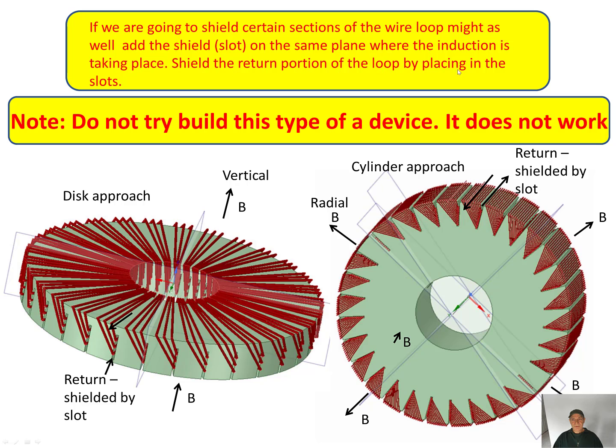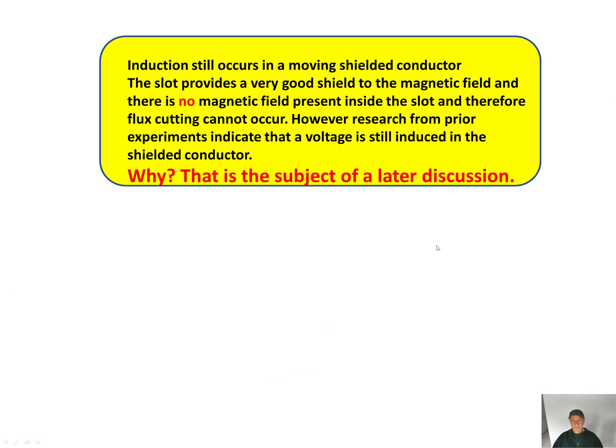So instead of going all the way around, we'll just put slots on the same plane and loop the return path through the slots, which is shielded. This is the disc approach. This is the cylinder approach, where the B field comes out radially, and there are the slots. The slot provides a very good shield to the magnetic field, and there is no magnetic field present inside the slot, and therefore flux cutting cannot occur.